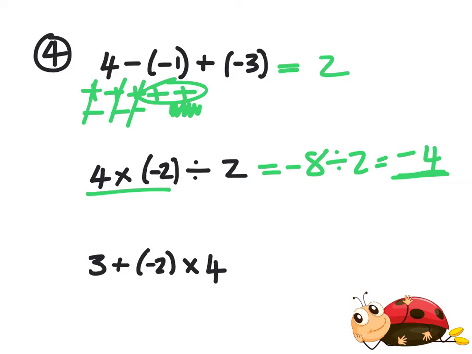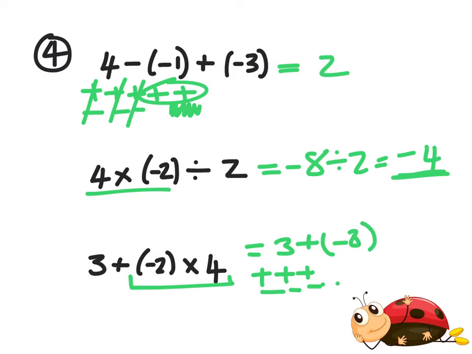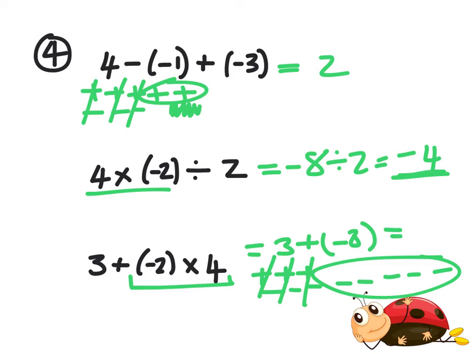And then the last one, all we need to remember and do here is the BODMAS part first of all. So that's going to be 3 add, now negative 2 times 4 is negative 8. So I've got positive 3, I'm adding in 8 negatives, 1, 2, 3, 4, 5, 6, 7, 8. These make 0 pairs, so I'm left with negative 5. Okay, again, yours will be similar.